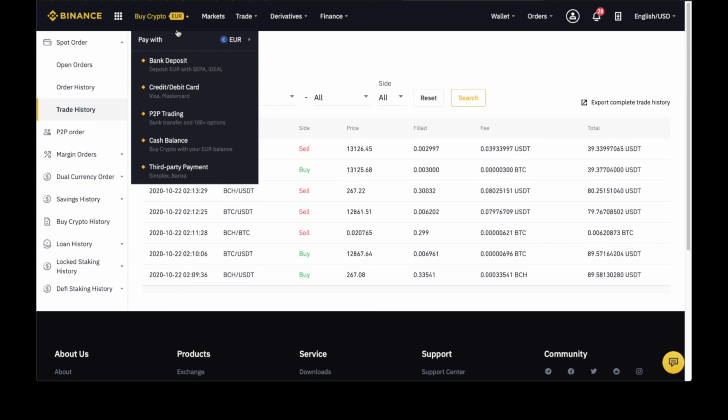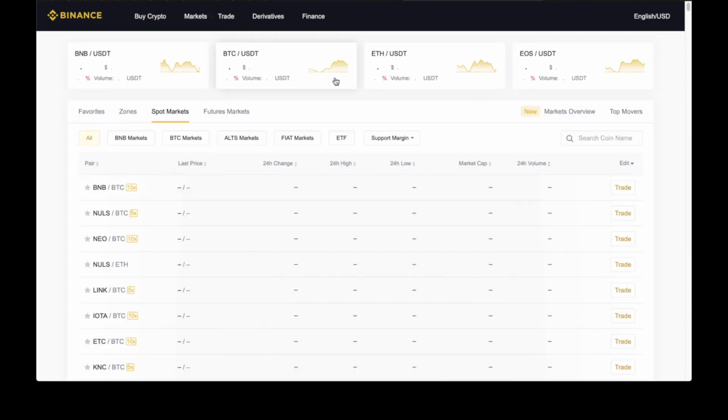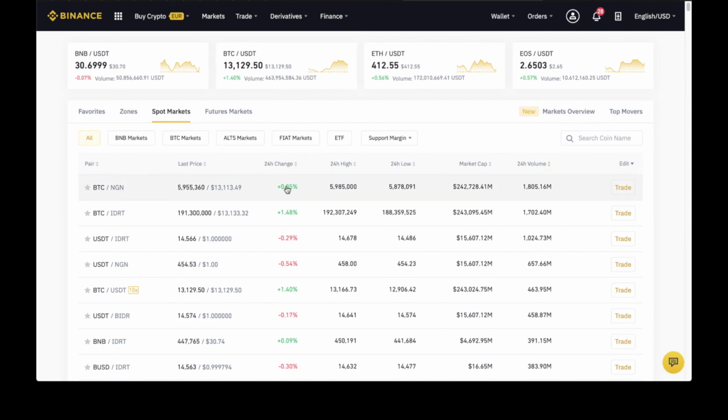So that's all about Binance. There's nothing much. You want to be using Binance to buy the physical cryptocurrency.